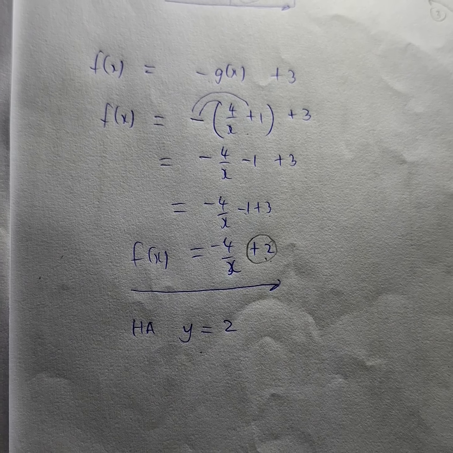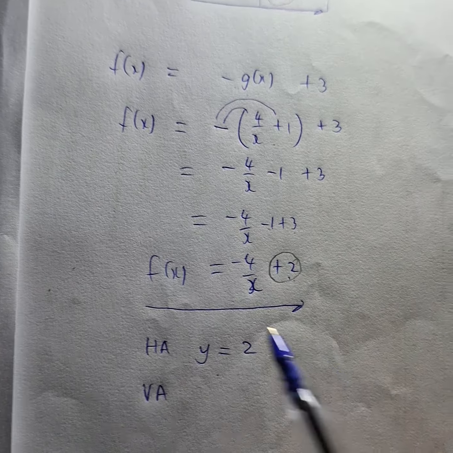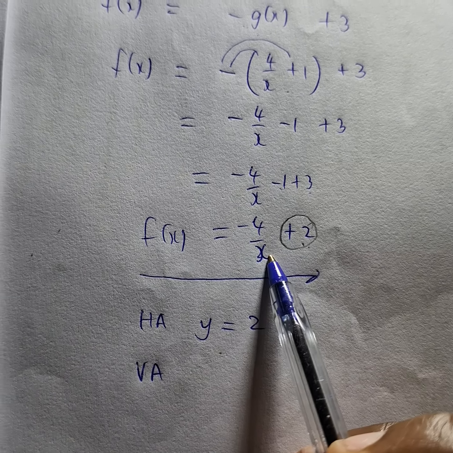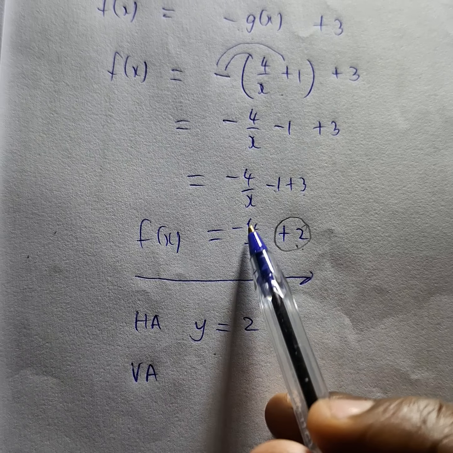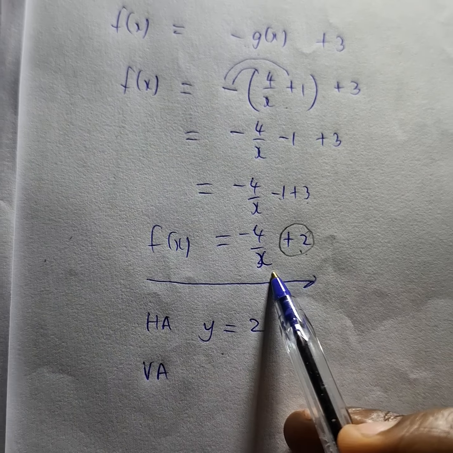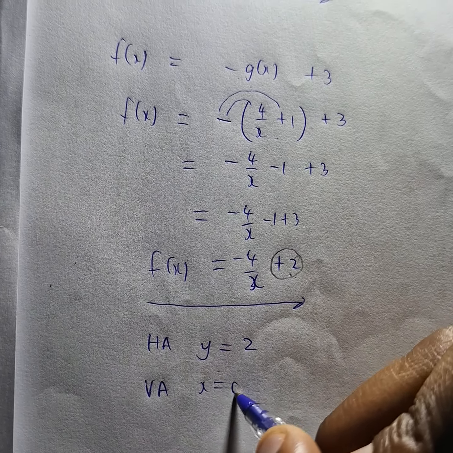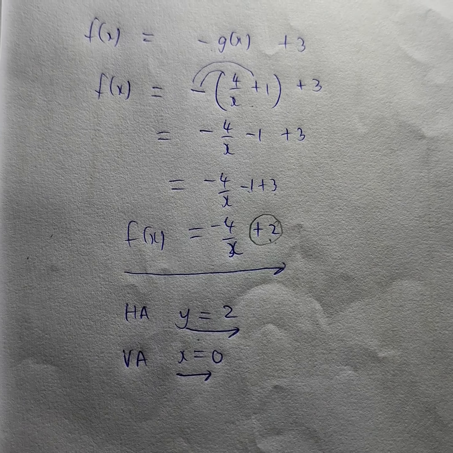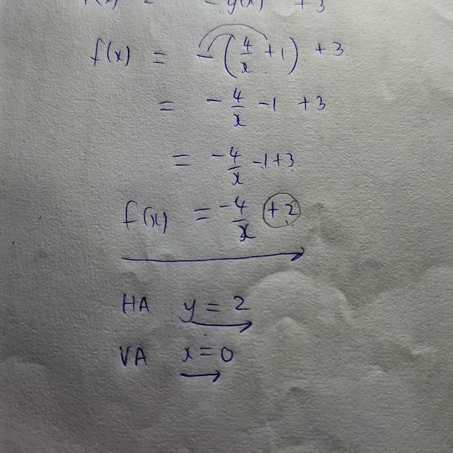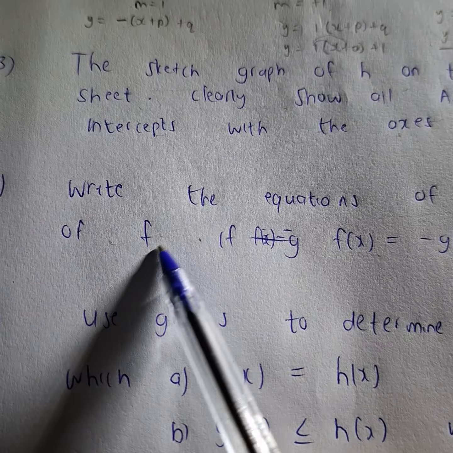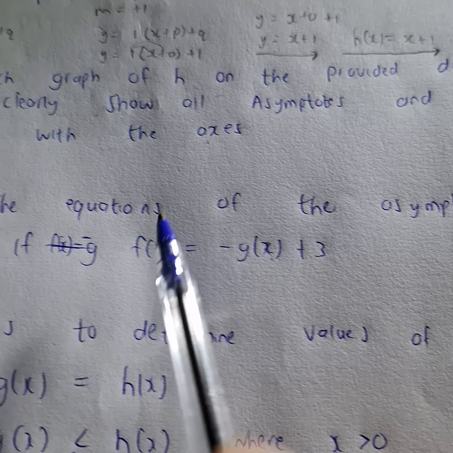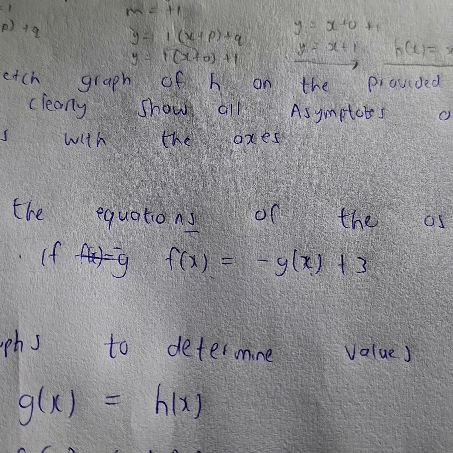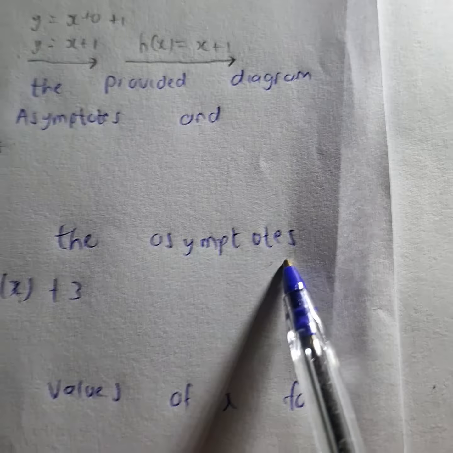Then lastly, our vertical asymptote. We see that the x is still isolated in the denominator, so for this fraction, what can x not be? X cannot be 0. So that means x is equal to 0 is the vertical asymptote. Okay, so hopefully that makes sense. When they ask us for the equations, remember, they want the equation of both the horizontal and the vertical asymptote, of the asymptotes of f.